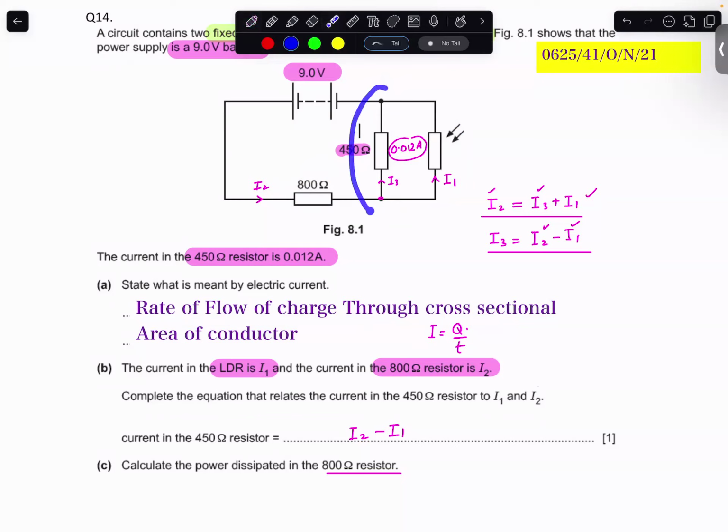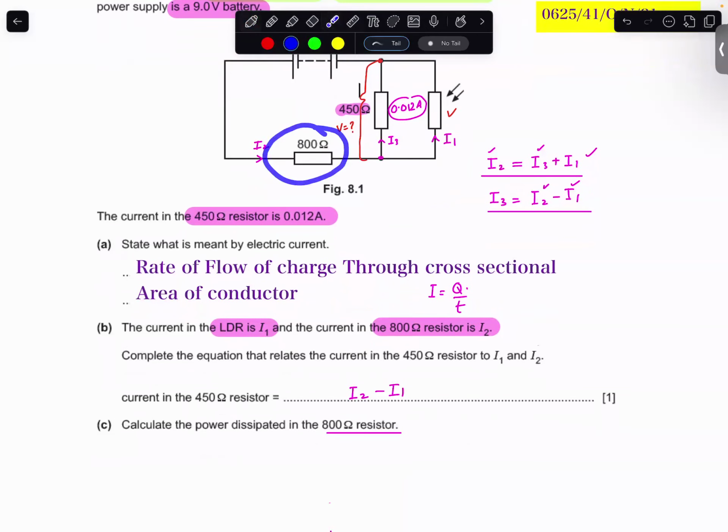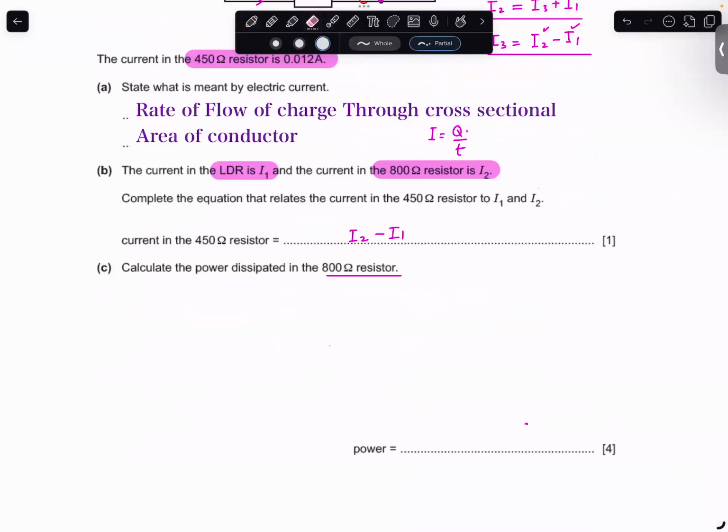Why do we want to find it in this region? Because in this region data is available: the 450 ohm resistor and the current are available. So it is very easy to find the potential drop in this region, because whatever the drop is here, it will be the same across the LDR. If I can find V here, then I can find the voltage drop across the 800 ohm resistor. For this purpose, I will use Ohm's law: V is equal to I into R. The current is given as 0.012 and the resistor is 450. After multiplication, the answer is 5.4 volt.